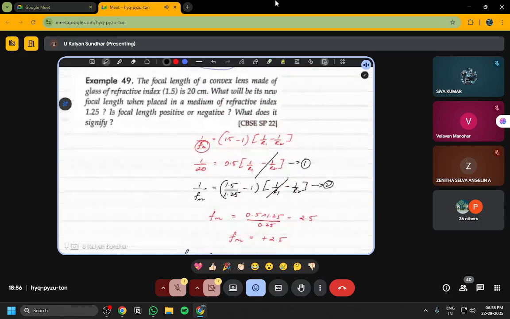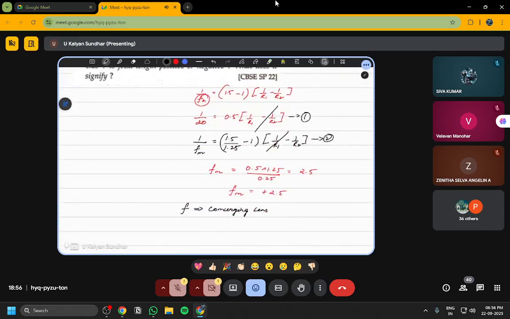Now what else is there? What does it signify that this is the case? It will be considered as a converging lens.